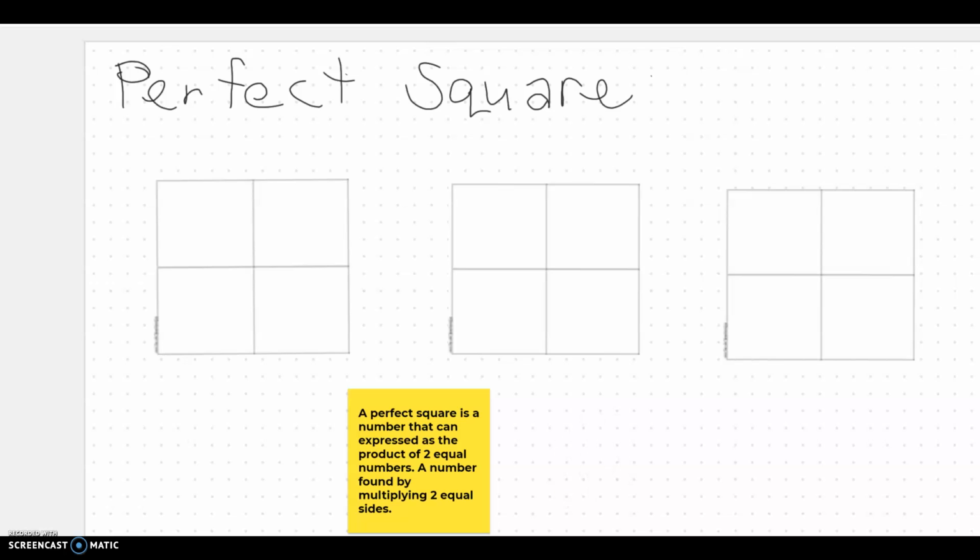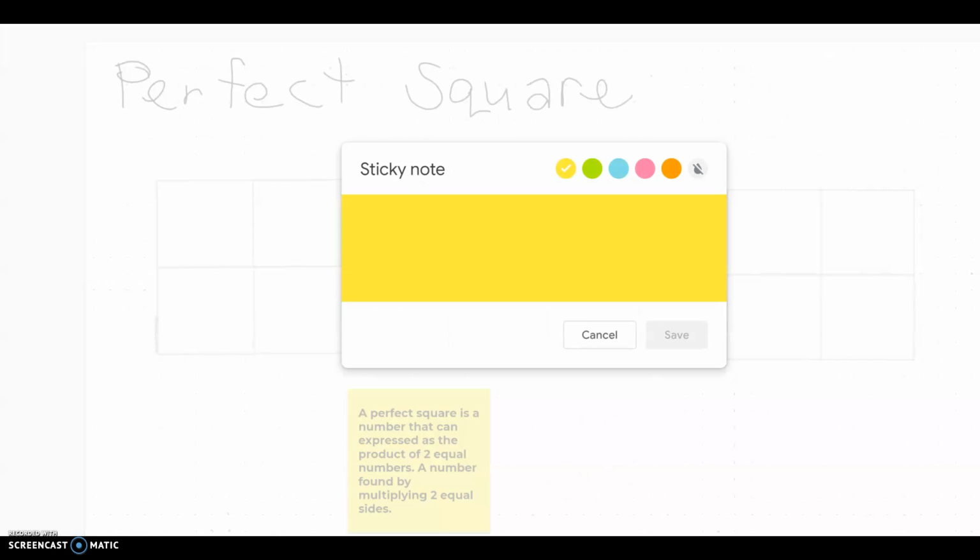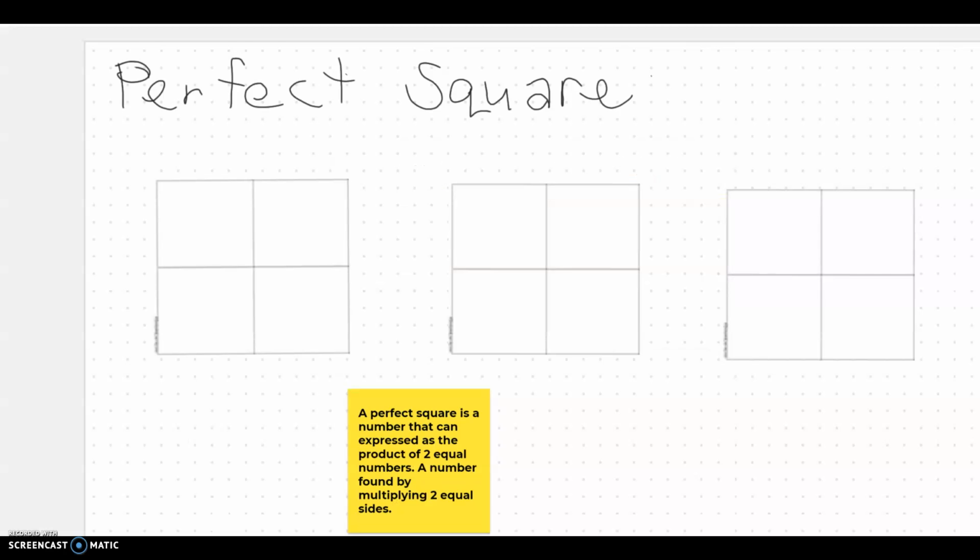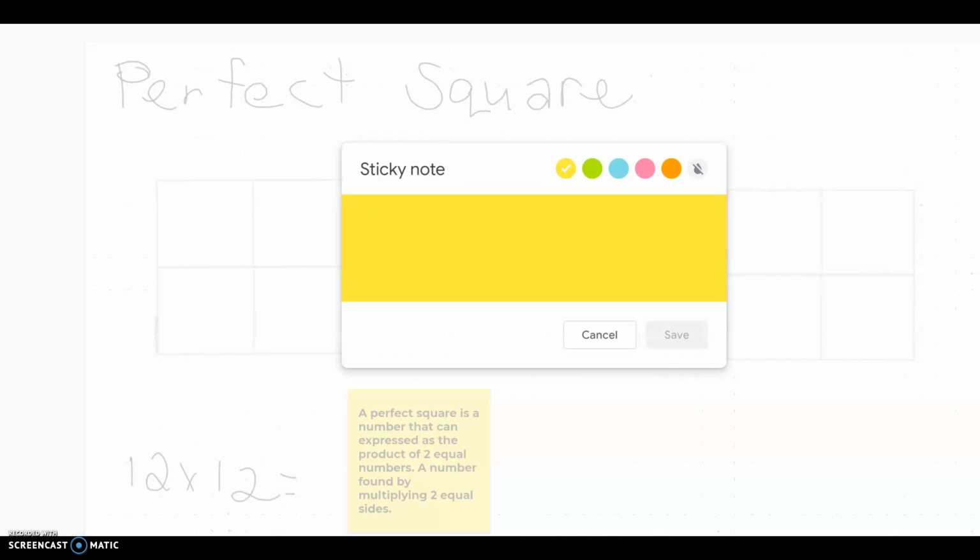So let's say that I have the number 12 times 12. And I want to do the perfect square of 12 times 12 because 12 and 12 are equal. So I know that's going to be a perfect square. So I might put that one side. I'm going to separate 12 into 10 plus 2.